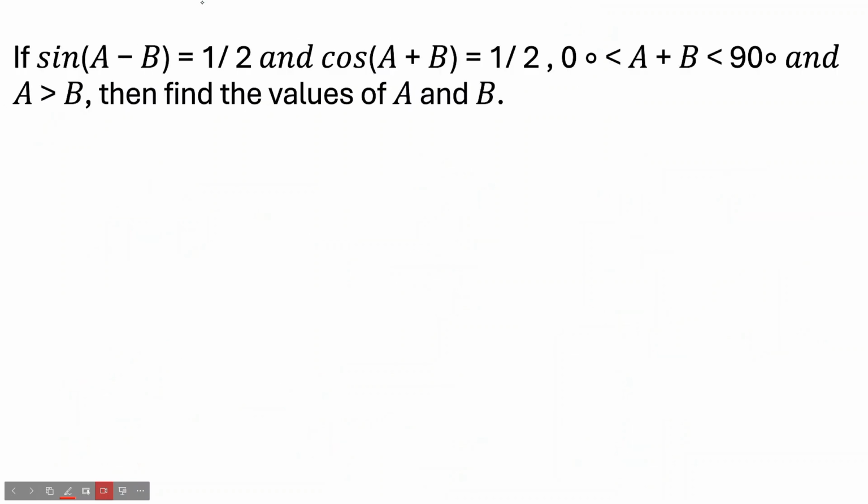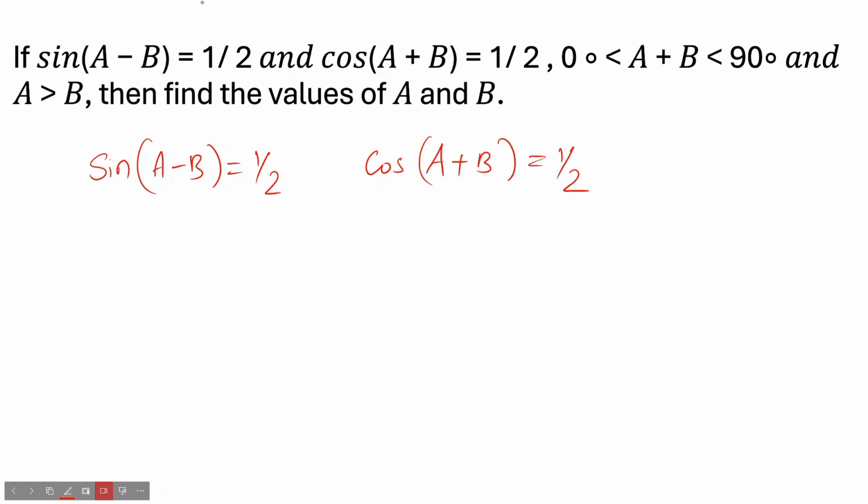Moving to next question. This is also a 1 mark question. If sin (A minus B) equals half and cos (A plus B) equals half, and it is given that A plus B is between 0 degree and 90 degree and A greater than B. We can check once we get the answer, we can confirm which one is A and B. Then find the values of A and B.